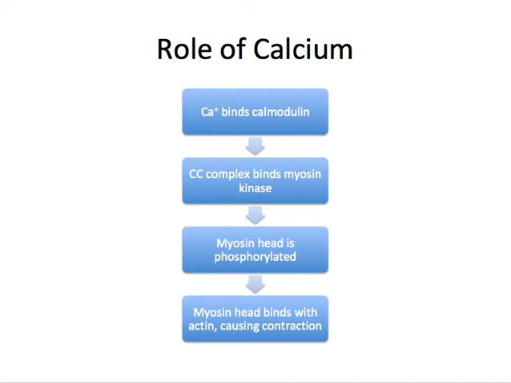Source of calcium ions for smooth muscle contraction are extracellular fluid mainly and the sarcoplasmic reticulum, but this role is only rudimentary. The role of calcium ions is very vital in the regulation of contraction, as you can see in this flow chart.